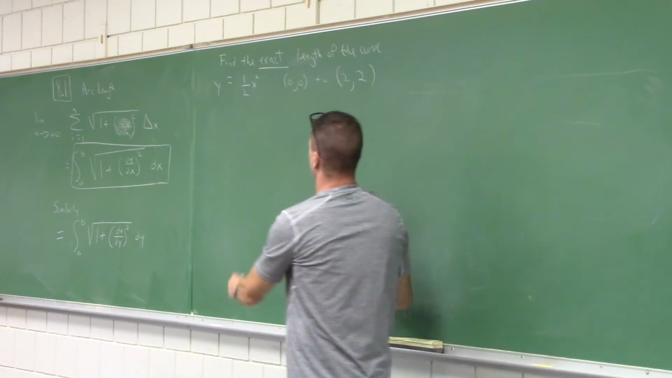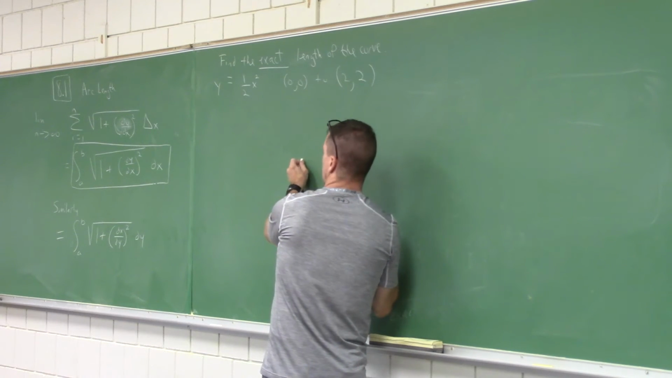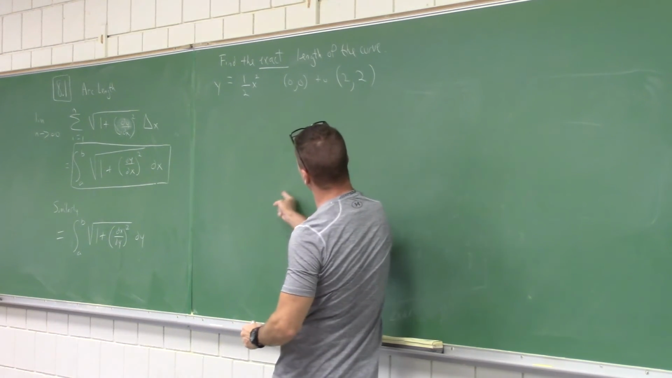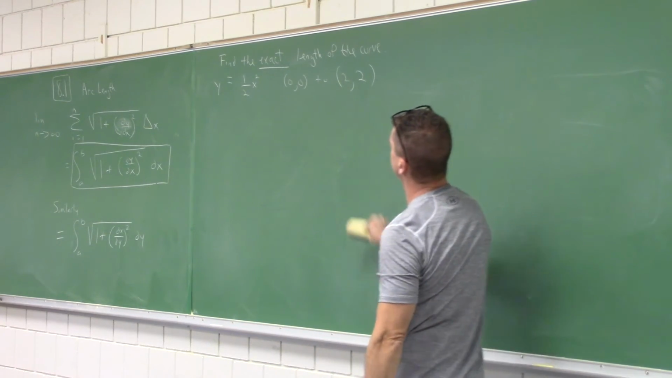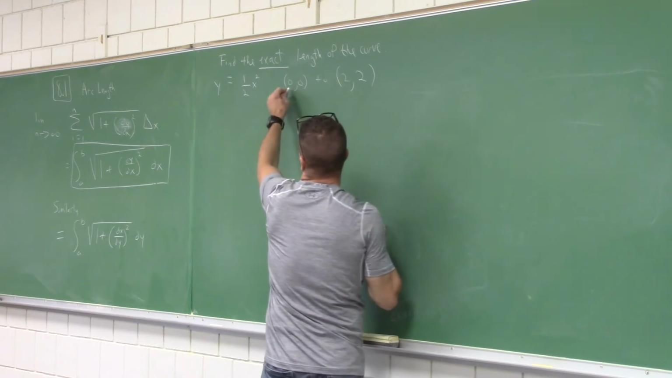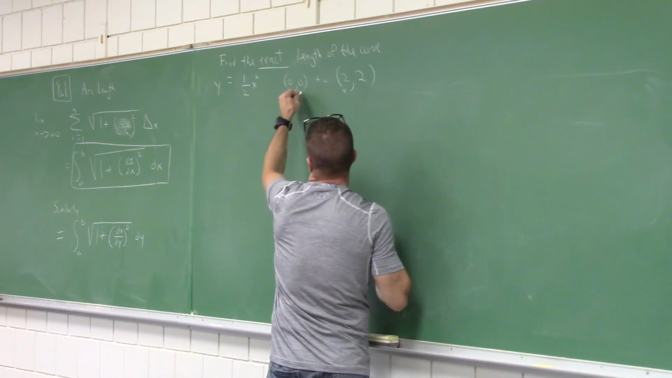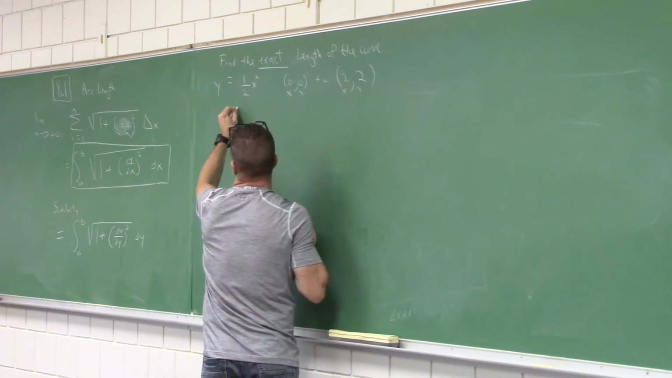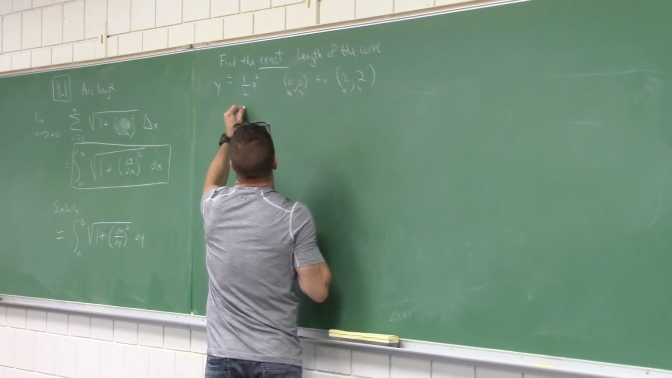It's almost like a portion of the cable you see on the side of the Bay Bridge. It has that parabolic shape. We're going to find the length from there to there. These are x values right here: that's an x, that's an x, that's a y, that's a y. But we can go ahead and roll with this. Go from x equals 0 to x equals 2.